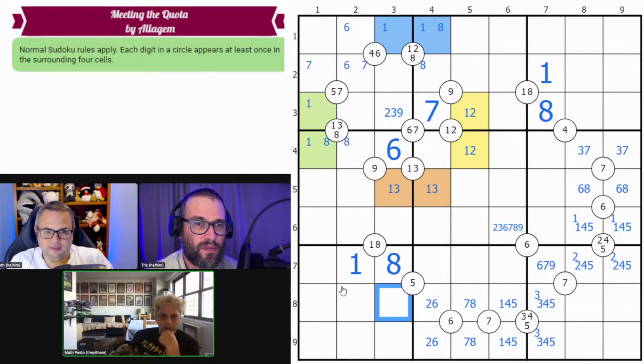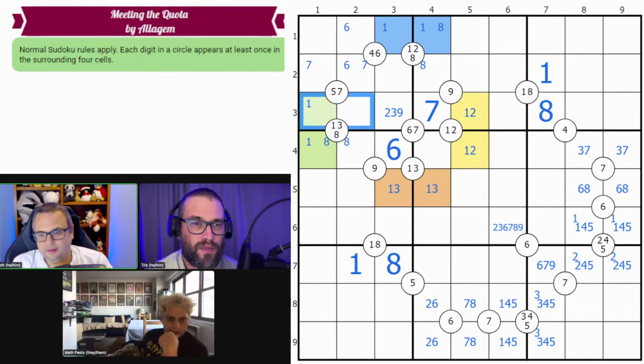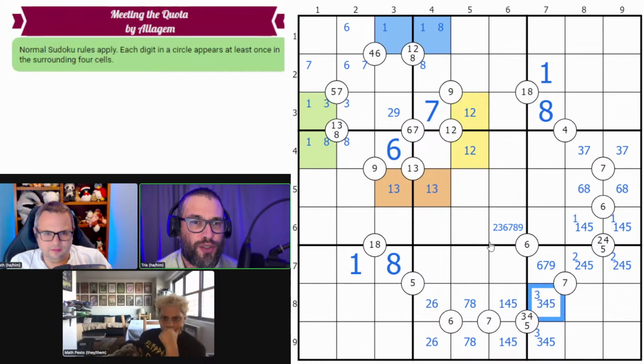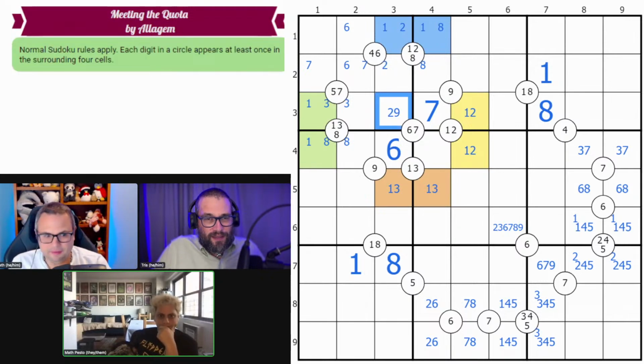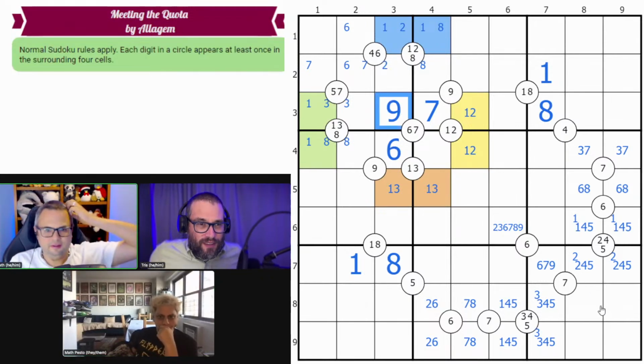Oh yeah. The 3 in the 1-3-8 clue is now up here. Out. So it's not there in particular. And the 2 in the 1-2-8 is also in box 1. So that makes this a 9. Yep. Nice. Very nice.